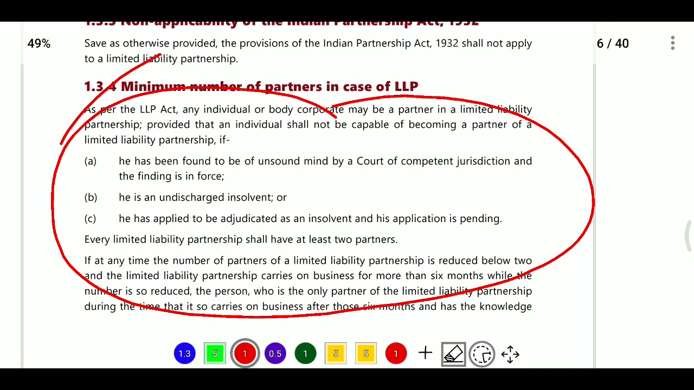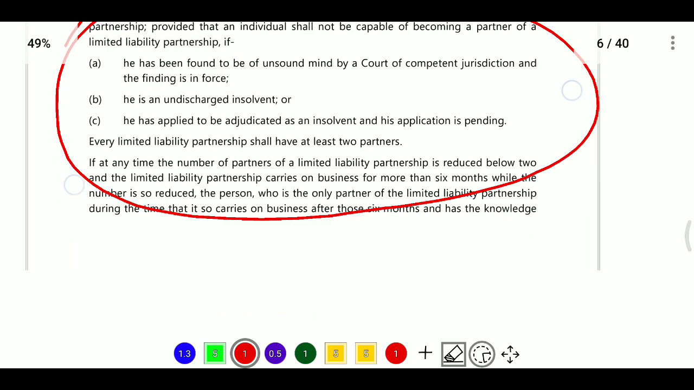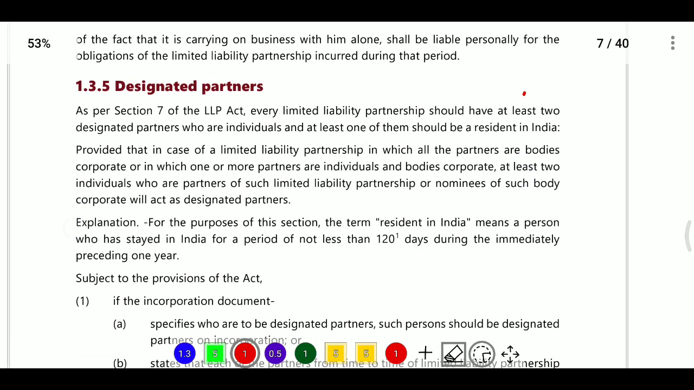Next, designated partner. Here, what is meant by designated partner? Designated partner means, as per section 7 of the LLP Act, designated partners are responsible for ensuring compliance with statutory requirements and managing the day-to-day operations of the LLP. So at least two designated partners are required and they must be individuals. For example, in Jet Consulting LLP, here A and B are designated partners responsible for filing annual returns and ensuring compliance with legal obligations.